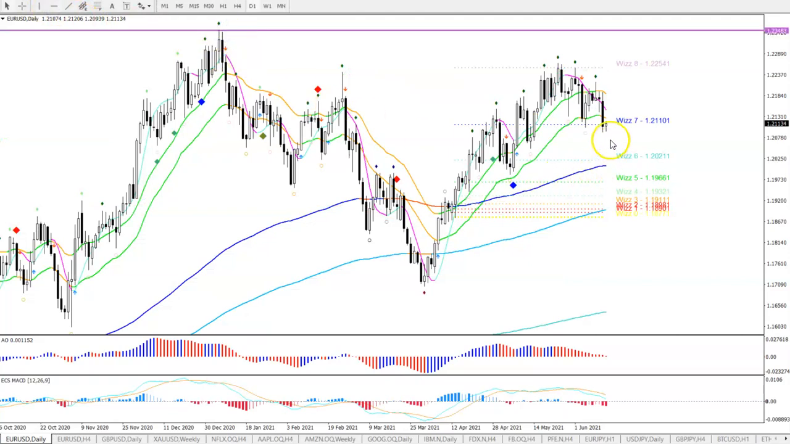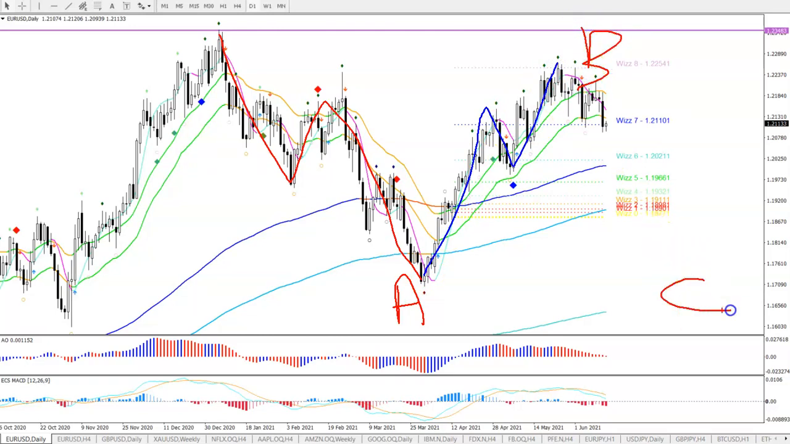And if it does break and continue lower, we could be looking at that bigger bearish ABC pattern that we mentioned already throughout the last weeks. Here we had an ABC within A, we had an ABC within a B, and now we're looking at the potential wave C of a larger wave 4. So has the red B finished and has the red C started?